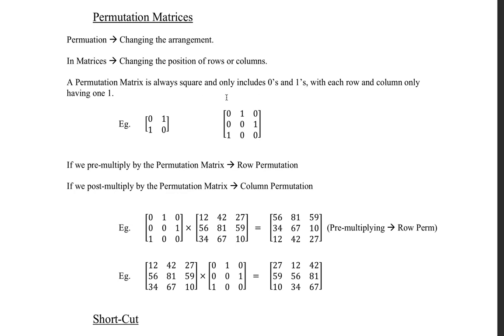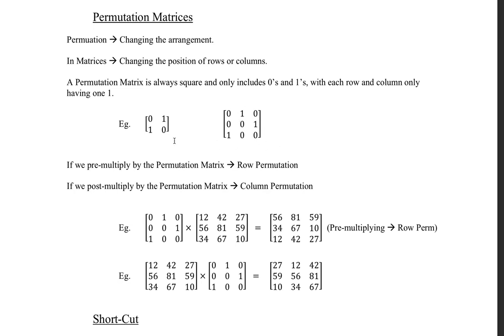Importantly, what makes it more specific than other square binary matrices is that each row and column can only have one 1. For instance, this is a 2 by 2 permutation matrix. We know it's a permutation matrix because it's square, it's binary, it only includes zeros and ones, and each column and each row only has one 1 in it. This is the same. This is a 3 by 3 permutation matrix. It's square, it's binary, and each row has a 1, each column has a 1.